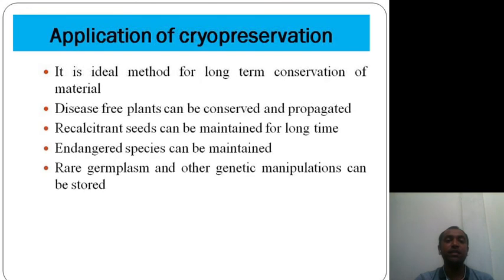So let us see the application part. As I said, it's a low cost and ideal method for long-term conservation of genetic species. Disease-free plants can be conserved and propagated. Recalcitrant seeds can be maintained for a long time. Endangered species can be maintained. Rare germplasm and other genetic manipulations can be stored using cryopreservation techniques. So these are some of the applications. You can add more to it.